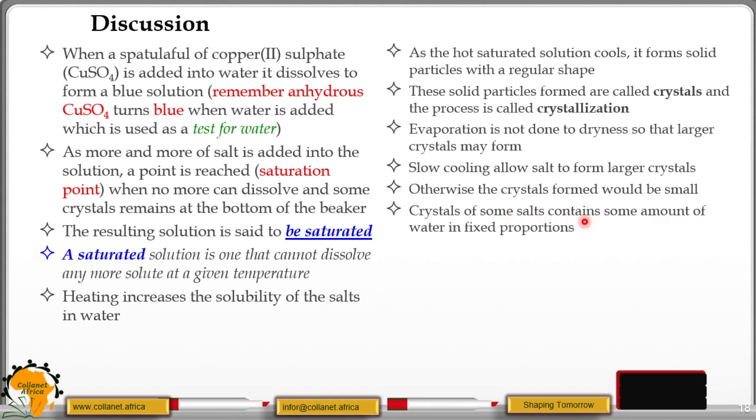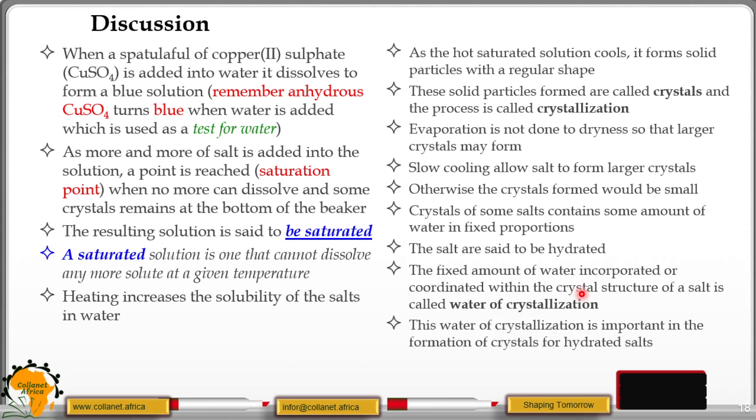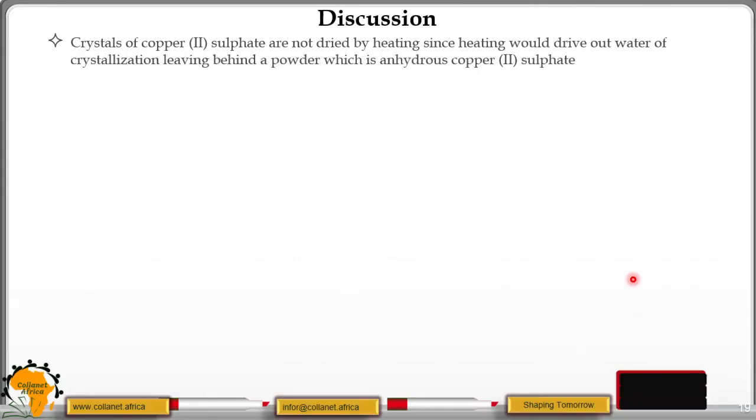Crystals of some salts contain some water in fixed proportions, and that water is normally referred to as water of crystallization. The salts are said to be hydrated, and that fixed amount of water is the one that gives us the shape of those crystals. This water of crystallization is important in the formation of crystals for hydrated salts.